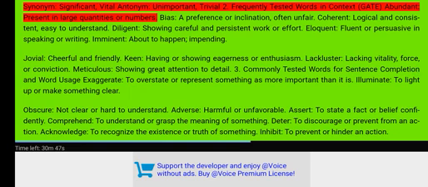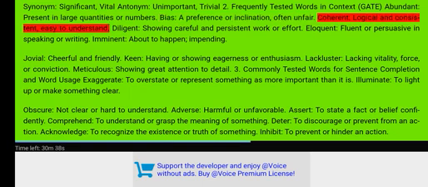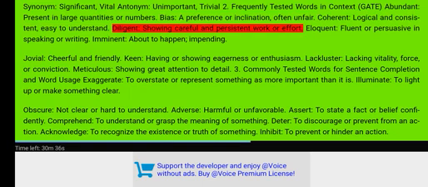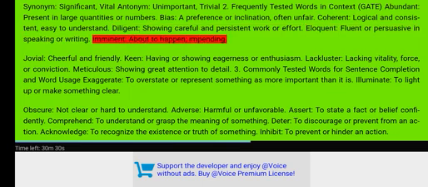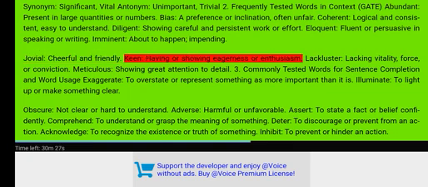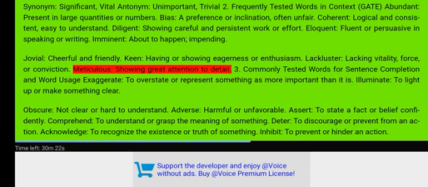2. Frequently tested words in context, GATE. Abundant, present in large quantities or numbers. Bias, a preference or inclination, often unfair. Coherent, logical and consistent, easy to understand. Diligent, showing careful and persistent work or effort. Eloquent, fluent or persuasive in speaking or writing. Imminent, about to happen, impending. Jovial, cheerful and friendly. Keen, having or showing eagerness or enthusiasm. Lackluster, lacking vitality, force, or conviction. Meticulous, showing great attention to detail.